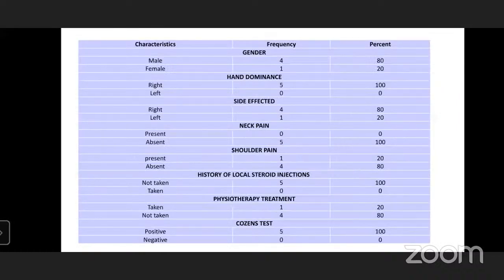In the demographic data here, 80% of the people affected are male, and all the people who came with tennis elbow had the right hand affected. Only 4 people have right hand affected and one was having the left one. And none of them had any neck pain or shoulder pain. None of them have taken any local steroid injections and all of their Cozen's test was positive.